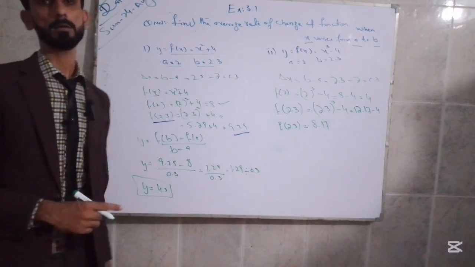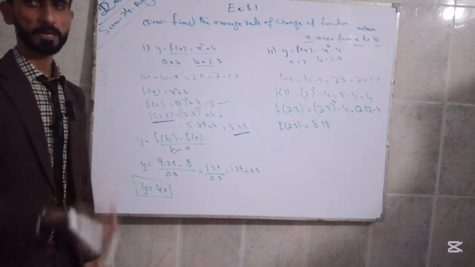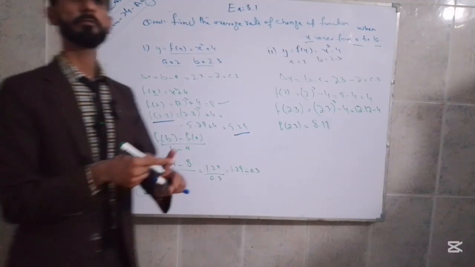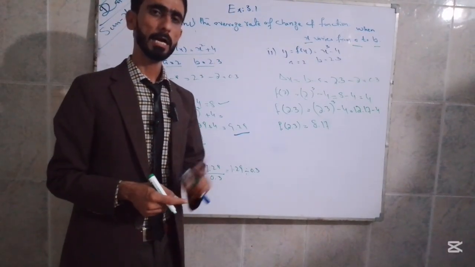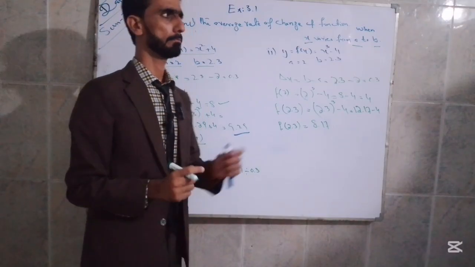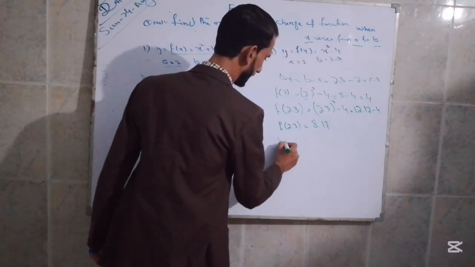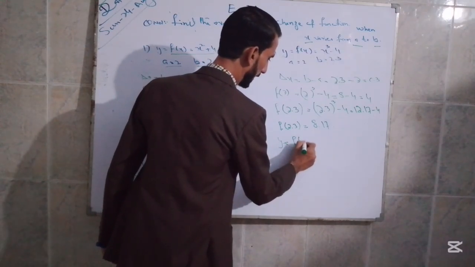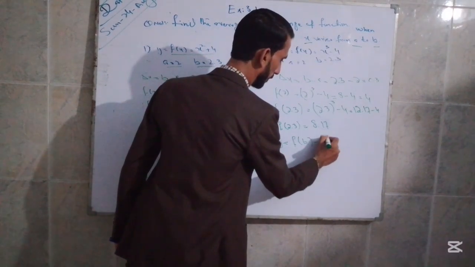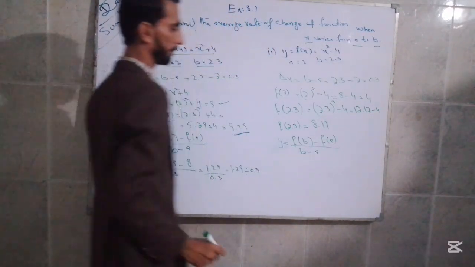We have a formula for finding the average rate of change. What is the formula of this one? f of b minus f of a upon b minus a. It means the change between two points. Okay, so y is equal to f of b minus f of a upon b minus a.